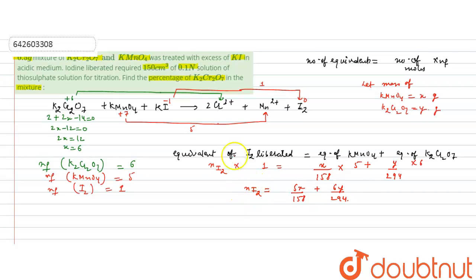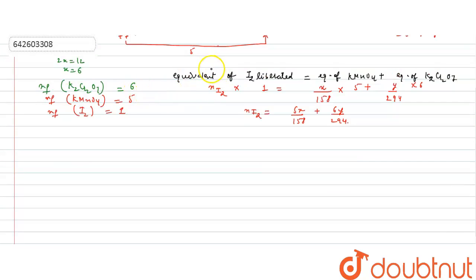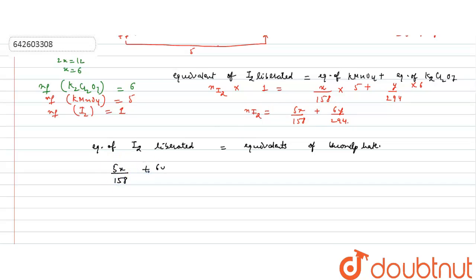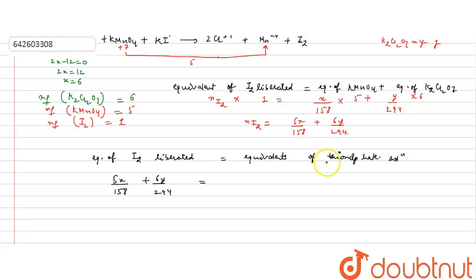Now this iodine which is liberated is again treated with the thiosulphate solution for titration, which requires 150 cm³ of 0.1 normal solution. So in the next step the equivalents of iodine liberated will be equal to the equivalents of thiosulphate solution. The equivalents of iodine we have calculated, that is 5X upon 158 plus 6Y upon 294. This will be equal to the equivalents of thiosulphate.